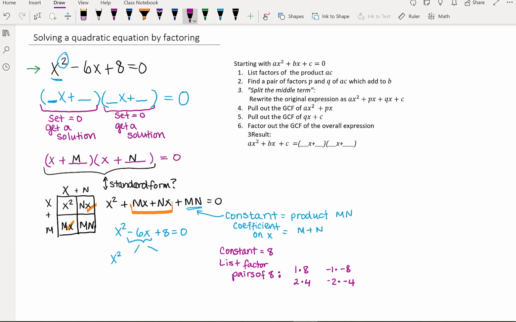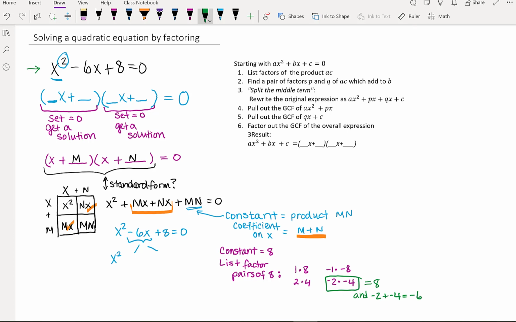How do I decide which one of these factor pairs is going to be the one that gives me back 8 in the right way? So which one of these is my m times n pair? Well, I just need it to satisfy that second condition. I need m plus n to be my coefficient on x. In my example, my coefficient on x is negative 6. If I look through all these pairings, this one, negative 2 times negative 4 equals 8, and negative 2 plus negative 4 equals negative 6.